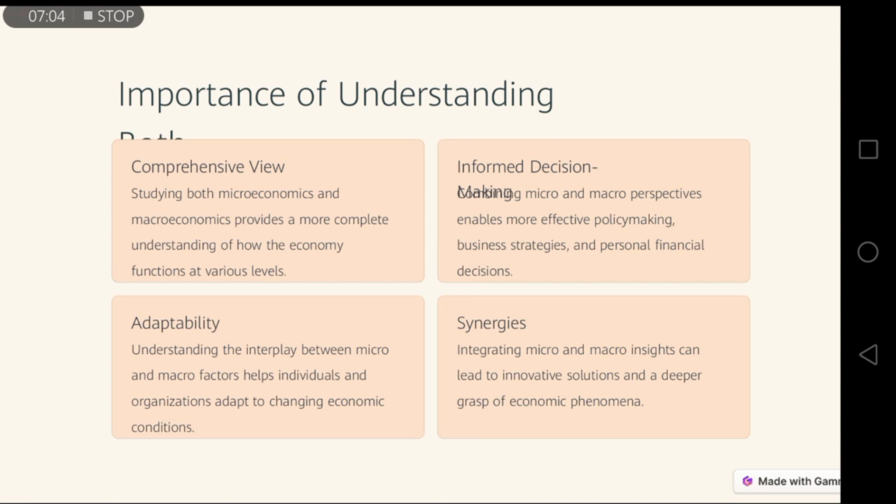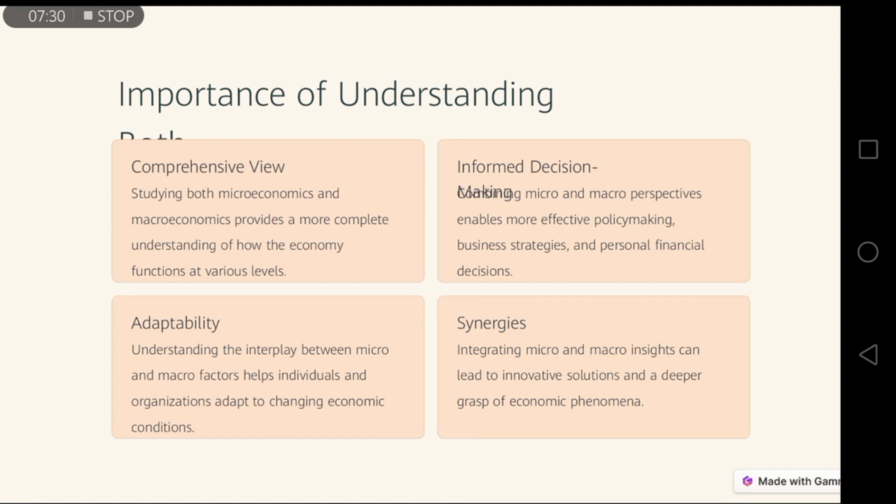Micro and macro perspectives enable more effective policy making, business strategies, and personal financial decisions. So as you know, microeconomics and macroeconomics give us the analytics and data as well. On the basis of that, we can make a policy for any country for economic growth and business. We can make business strategies for any business or company, or we can make the personal financial decisions of an individual as well.